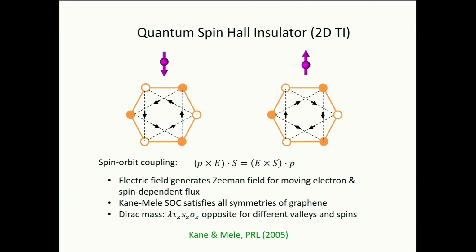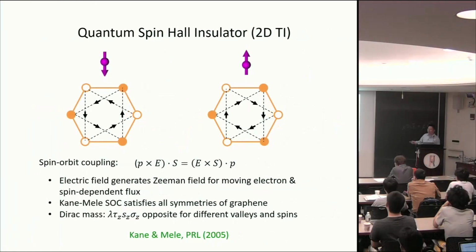So this Kane-Mele spin-orbit coupling really satisfies all the symmetries of graphene when spin-orbit interaction is included. So then, if it's allowed by symmetry, it probably exists. This term, because it's 2 copies of the Haldane flux, one can see immediately that it will open up a gap at the Dirac point. And this Dirac mass term is opposite for the 2 valleys, like the case of the Haldane term. But now it's also opposite for the 2 spins. So this is the Kane-Mele mass term.